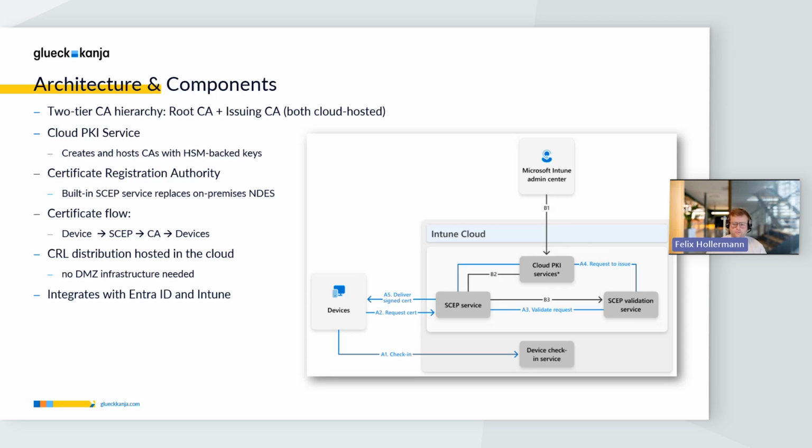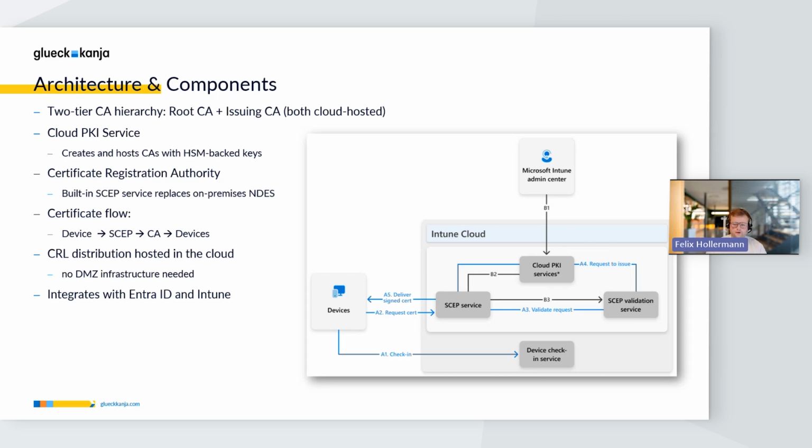These three together replace everything you used to need on premises. Now let us follow the blue arrows on the left side. A1, the device checks in with the device check-in service. Intune knows this device is enrolled and managed.